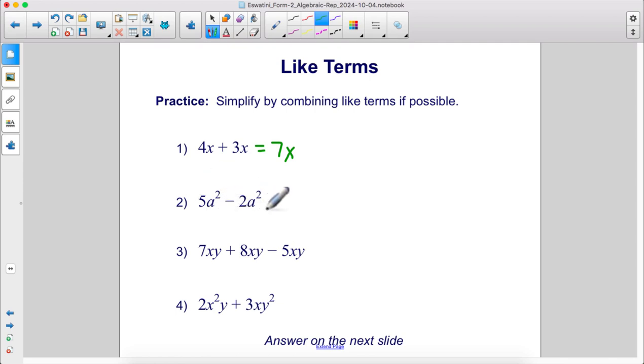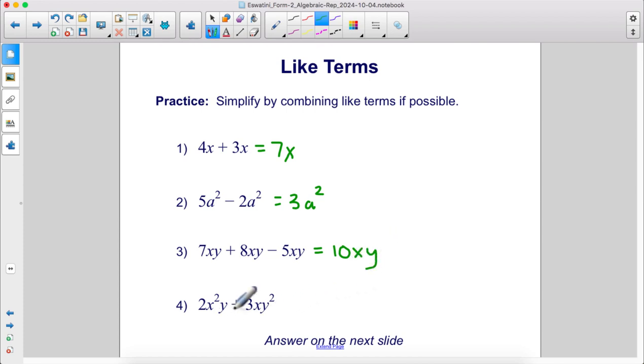These are also like terms. They're both a squared. 5a squared minus 2a squared is 3a squared. Right here, they are all like terms. X to the first times y to the first. So 7 plus 8 minus 5. So we have 7 plus 8, which is 15, minus 5 is 10, xy.